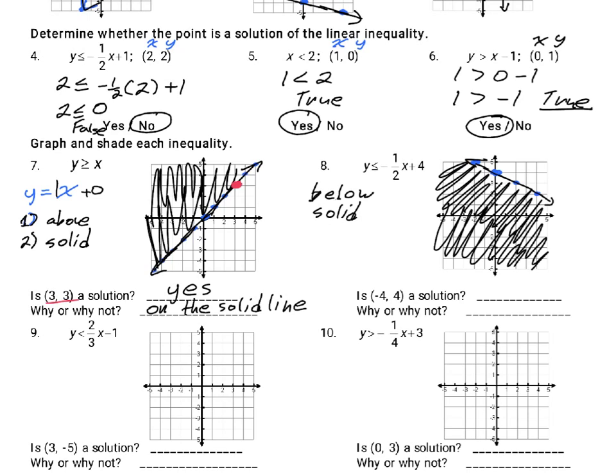Okay. Now is negative 4, 4 a solution? So if I go, probably shouldn't shade it that dark. So negative 4, 4. Okay. Is it a solution? Well, yes. Why or why not? Well, it is in the shaded area, as that was one of our criteria. In the shaded area, on the solid line, or makes the inequality true. That actually means we can use this, by the way. It's a nice way to do that when you don't have a graph.